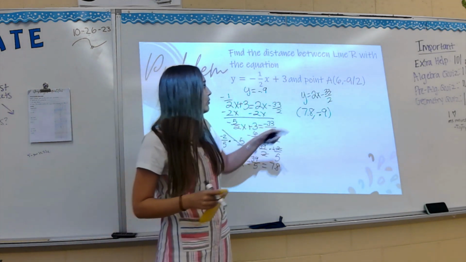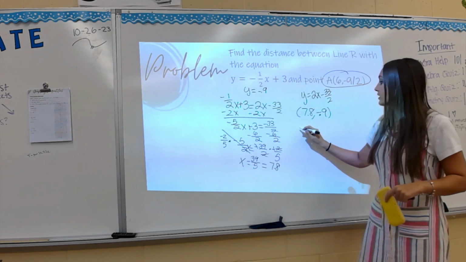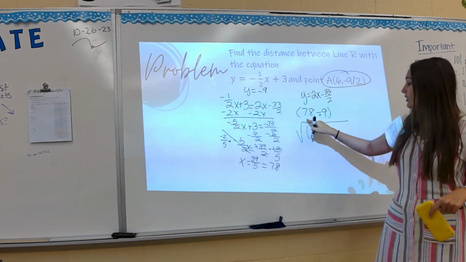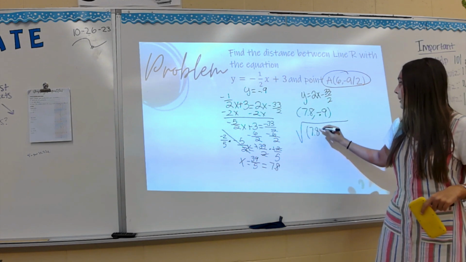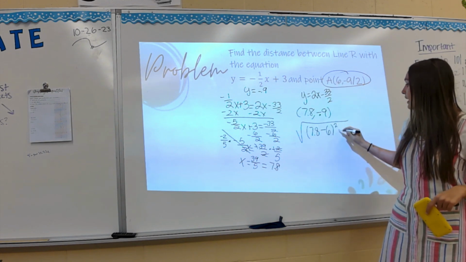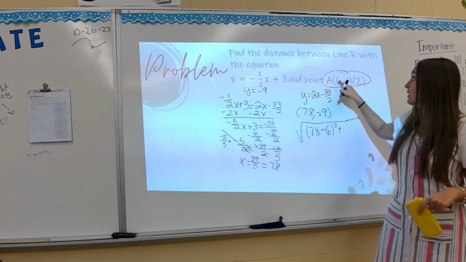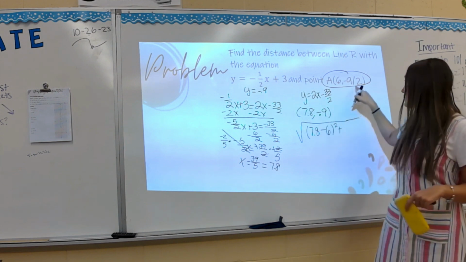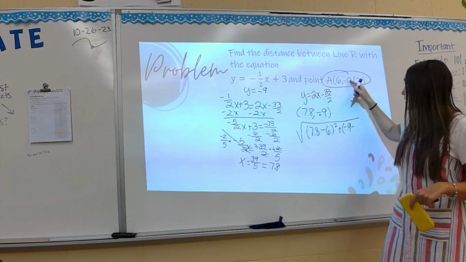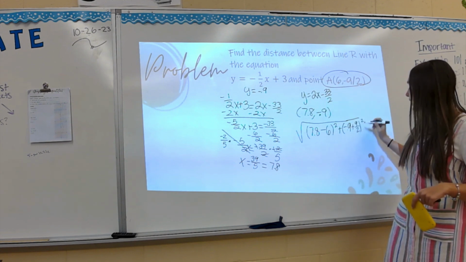So I have this new point. I have my original point here. I'm going to use the distance formula. The distance formula is the square root of x. So I have 7.8 minus my other x, squared, plus my y. If I use this x, then this x, I have to use this y, then this y. So my y minus a negative becomes a plus 9/2, squared.